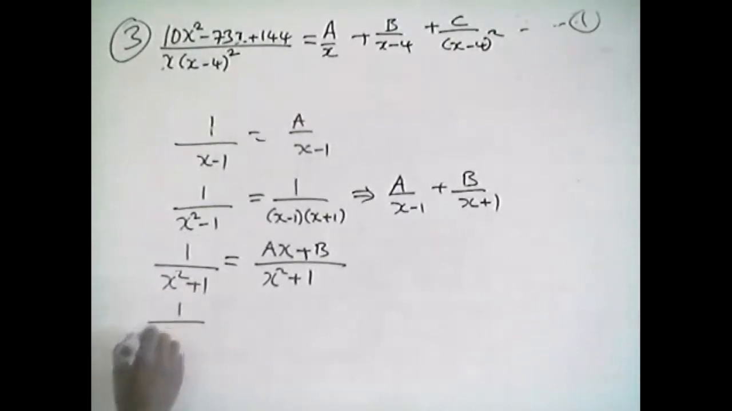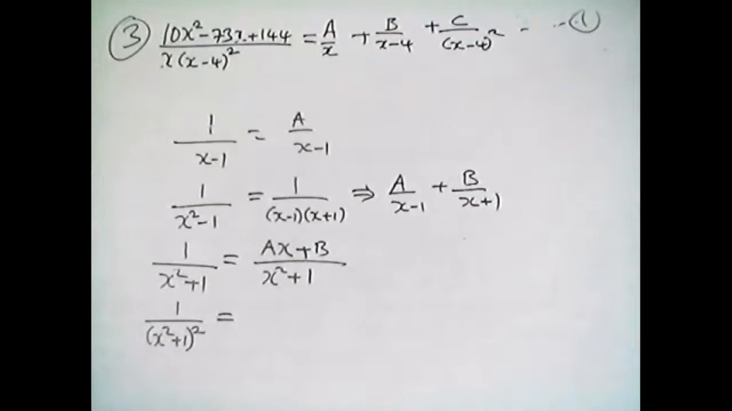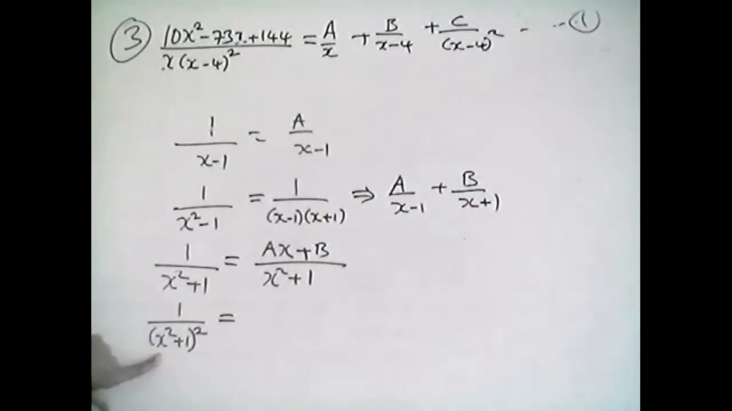1 over x squared like this. So now when you look at this part which is here, pay much attention. Here inside here we have a quadratic, but this square here tells us that it's a repeated quadratic. So it means that we have a quadratic and that quadratic has been repeated. It's a repeated quadratic. So this will be the first part inside.